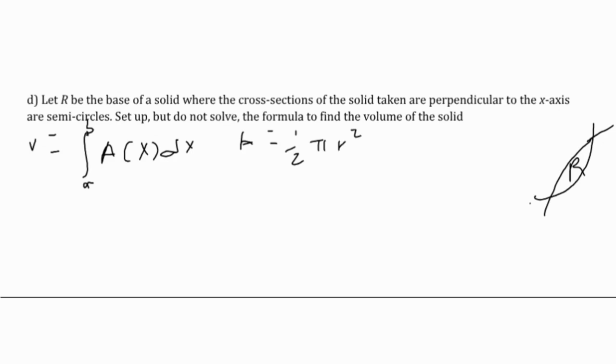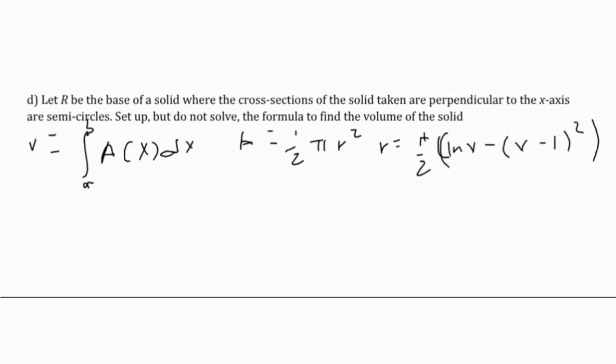So here, how do we find the radius is probably what you're asking yourself. But in these questions, the diameter is the distance between both functions. So this right here would be the diameter. And to get the radius, we would just divide that value by 2. So just writing it out, the radius is equal to 1/2 times ln of x minus (x minus 1) squared, which is just the distance between the top function and the bottom function.